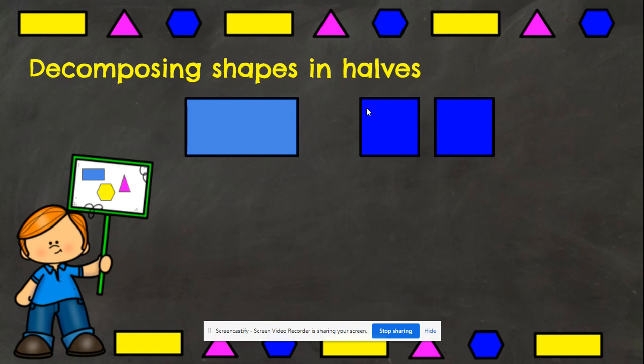Here you go. We split it into two smaller squares, and this is one half of a rectangle.